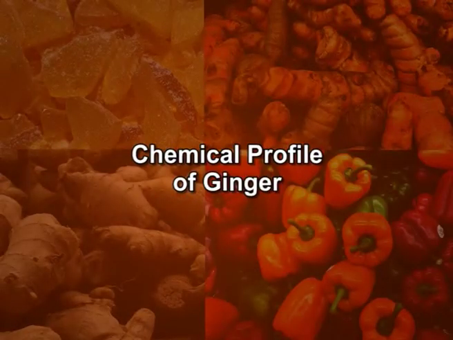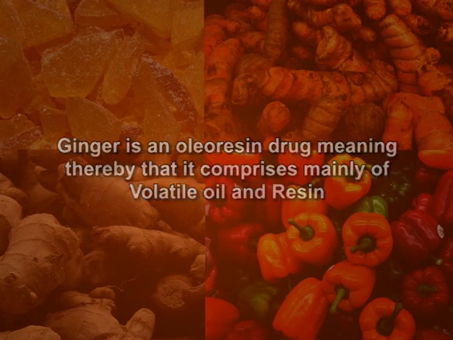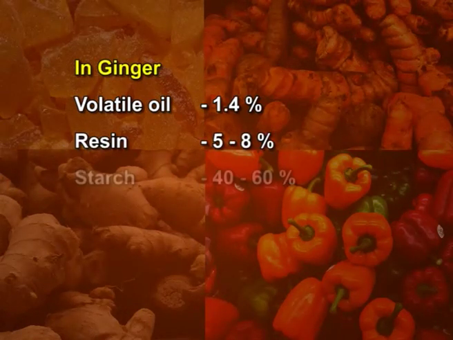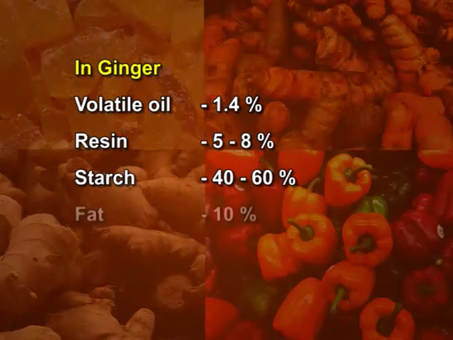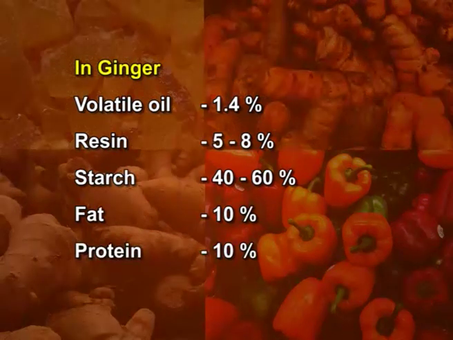Now coming to the chemical profile of ginger. Ginger is an oleoresin drug, meaning thereby that it comprises mainly of two things, that is volatile oils and resins. In ginger, the volatile oil percentage is 1.4% and resin percentage varies from 5 to 8%. The starch percentage varies from 40 to 60. The fat content is about 10% and the protein is also nearly 10%.